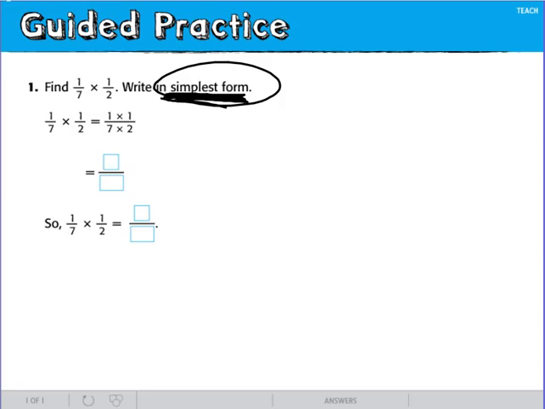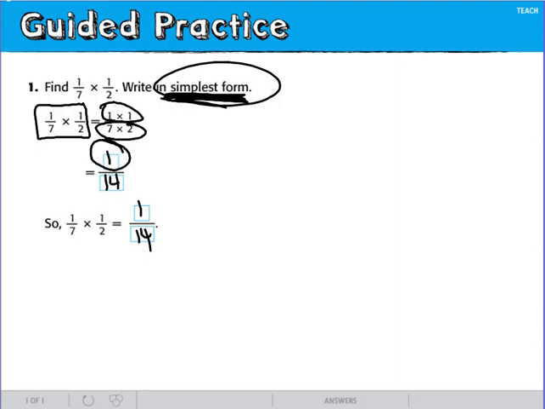So here we have our multiplication problem. We put our numerators together. We put our denominators together. 1 times 1 is? 1. 7 times 2 is? 14. Remember what I said if there's a 1 as a numerator? If there's a 1 as a numerator, can it be reduced? No, it doesn't matter what the denominator is. If there's a 1 as a numerator, it cannot be reduced. So our answer is 1/14. Okay?